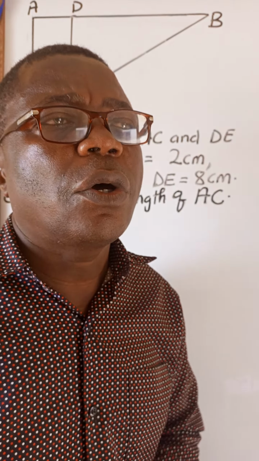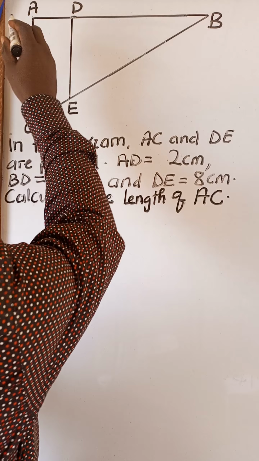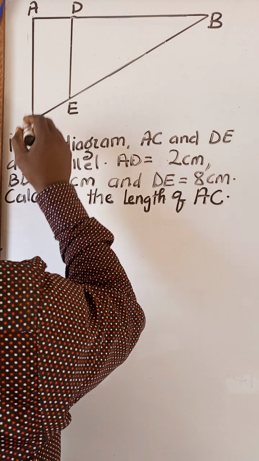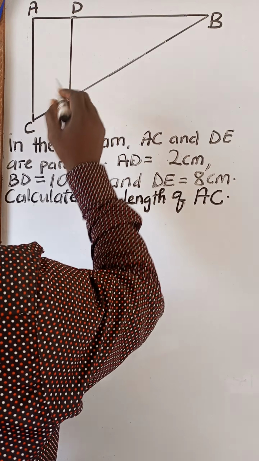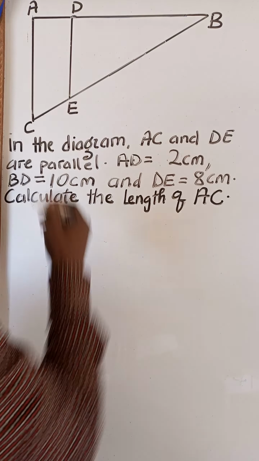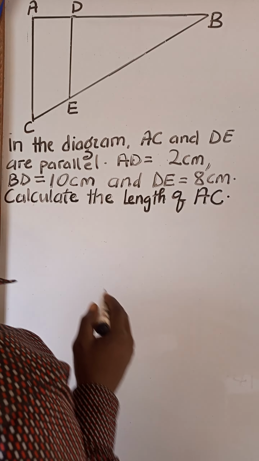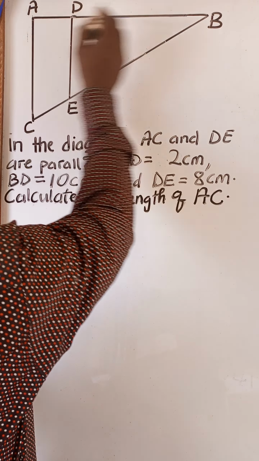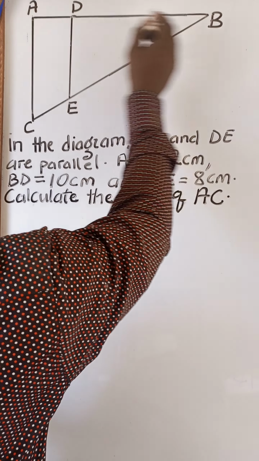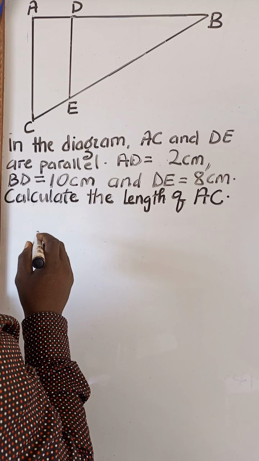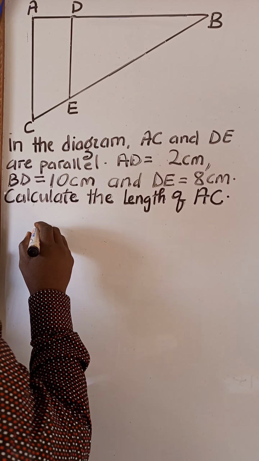This is a question on similar plane figures. We have the figure ABC and DBE. If we look at it, we see that there are two triangles, one drawn inside the other. The larger triangle being ABC and the smaller triangle being DBE. Okay? Now, what do we know about similar plane figures?